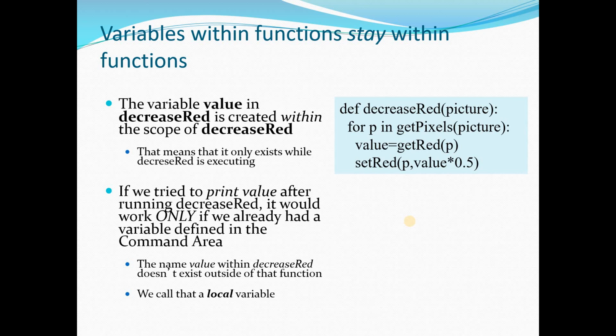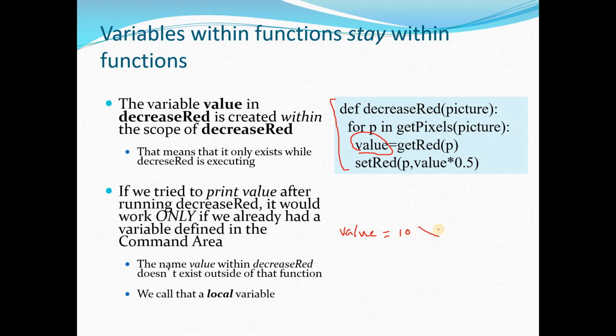Clear? So all those variables, I have already discussed. The variable value, for example here, this variable inside the decrease red function, is created in the scope of the decrease red. So this value is created inside this function. That means it only exists while the decrease red is executing. When this function is running, only then this value variable exists. Outside this function, the value variable is not present. If you try to write over here value equal to 10, it will be an error.